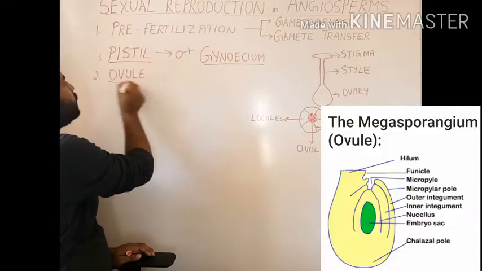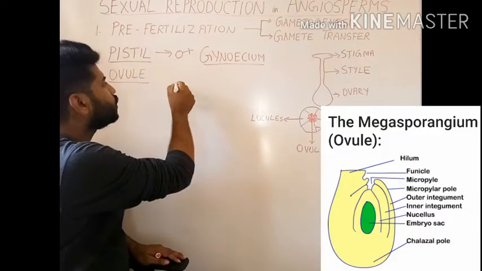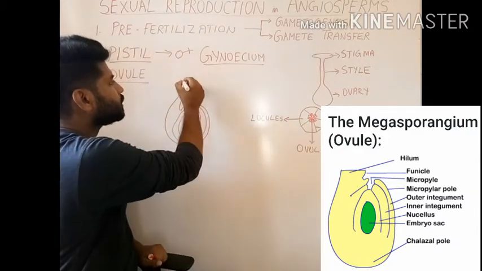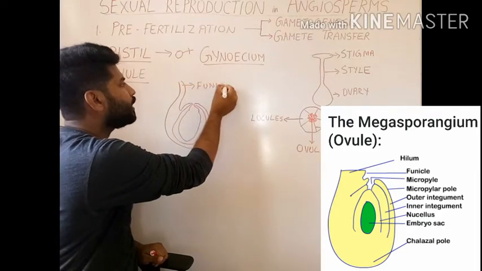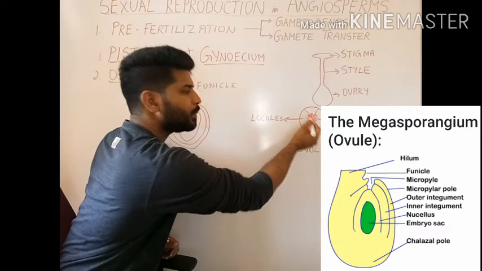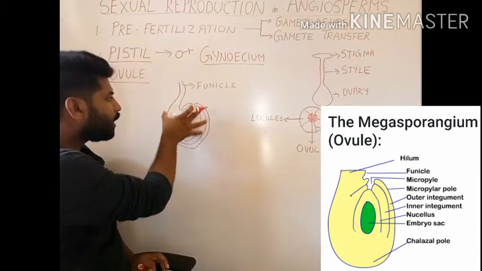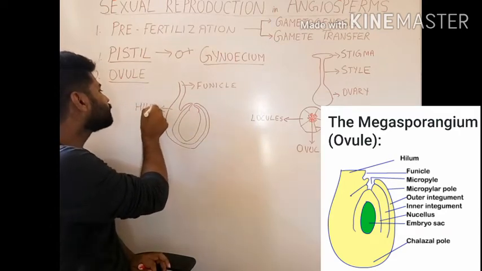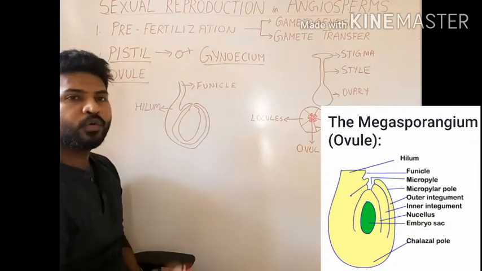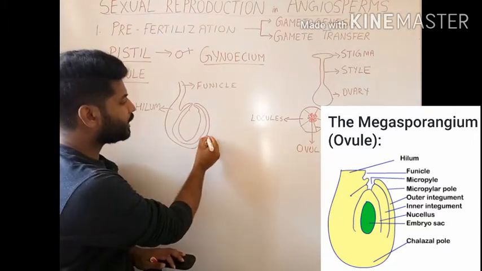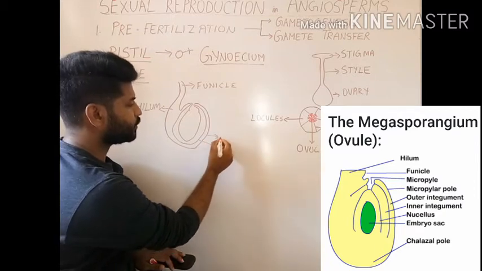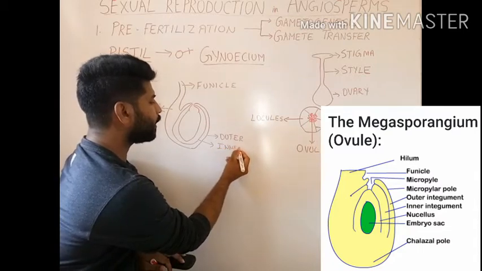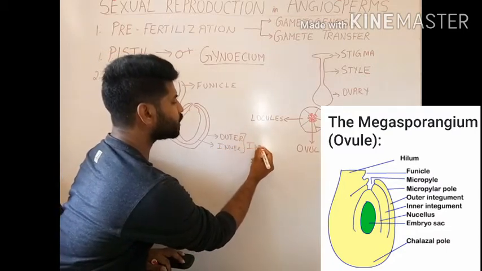If you look at the diagram of an ovule or a megasporangium, the ovule has a long stalk-like structure called the funicle, which is what is attached to the placenta. The stalk fuses with the body of the ovule in a junction called the hilum. The body of the ovule is protected by two layers called the integuments. There is an outer integument and an inner integument. These are protective in function.